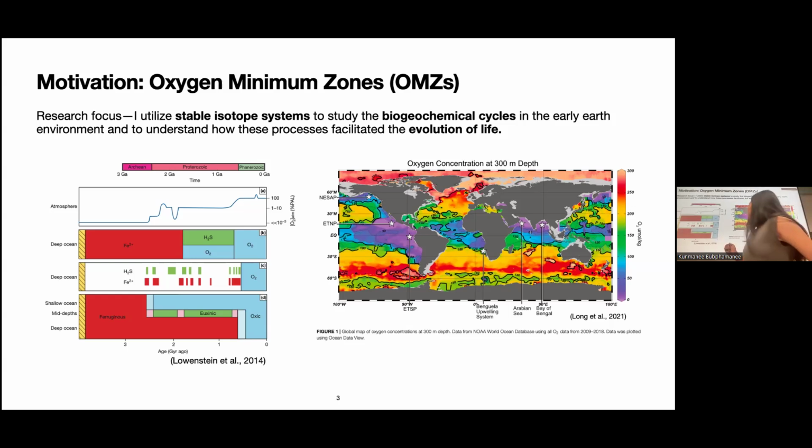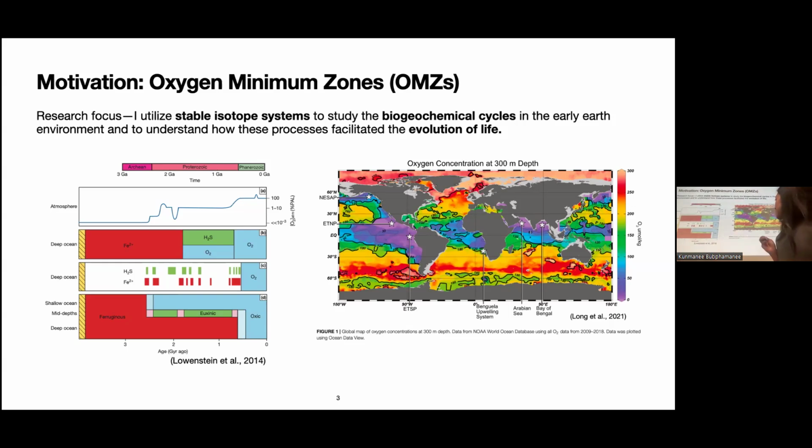Oxygen minimum zones, as we see them, have a low oxygen concentration and are rich in sulfide, and the chemical composition kind of resembles the mid-Proterozoic ocean. So that's why, as a geologist and astrobiologist, we want to use OMZs as a modern analog of the early ocean.